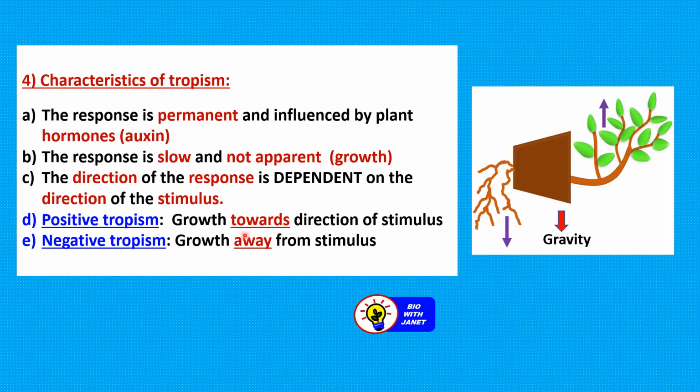Now, in positive tropism, growth occurs towards the direction of the stimulus. So roots show positive geotropism because they grow in the direction of gravity. So this is called positive geotropism. Now, in negative geotropism, the growth occurs away from the stimulus. For example, shoots show negative geotropism, in that the shoots always grow away from the direction of gravity.